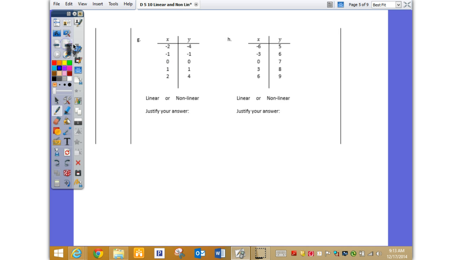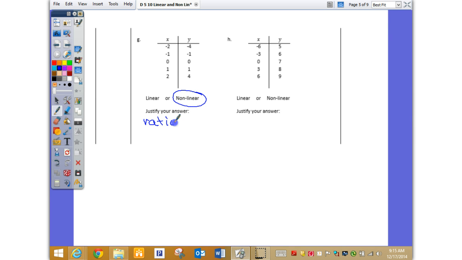Alright, let's go to this page. We have G and H. I'm going to give you a couple seconds to figure out what the patterns are on both sides to see. Is it linear or nonlinear? So what did you come up with for letter G? Linear or nonlinear? You're telling me nonlinear. Why?